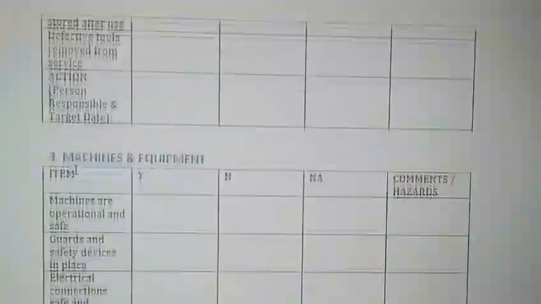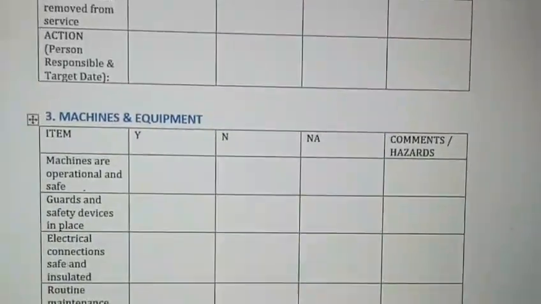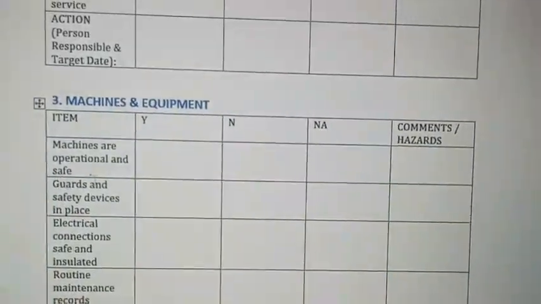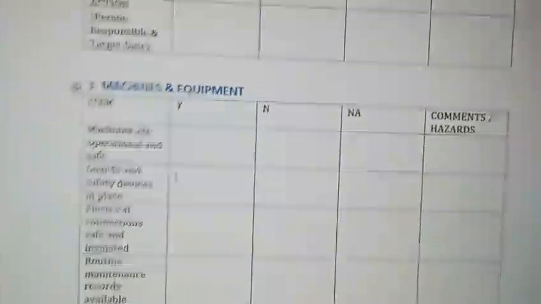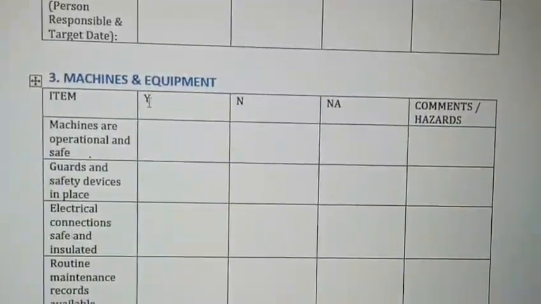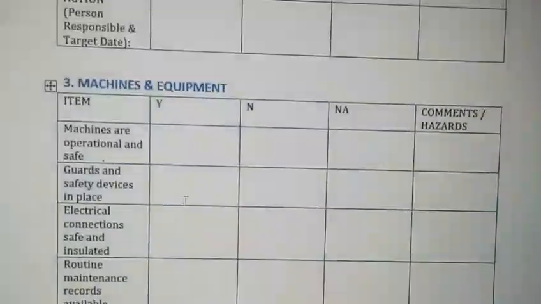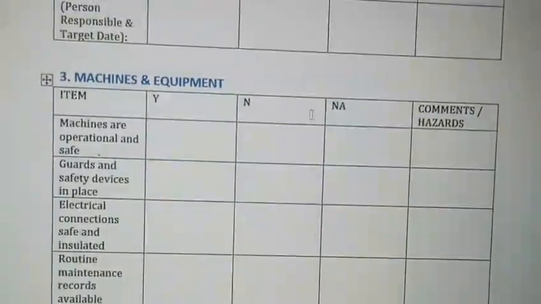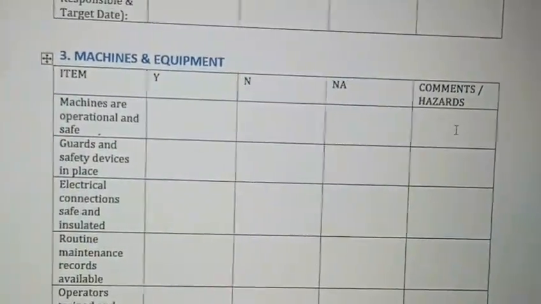Then the third one, we have machine and equipment. We have the category of items. For example, we have guard and safety device in place. And if yes, if Y, this Y stands for up to standard, you comment here, and ensure that you comment between these 3 boxes so that you may put the hazards at the last stage.